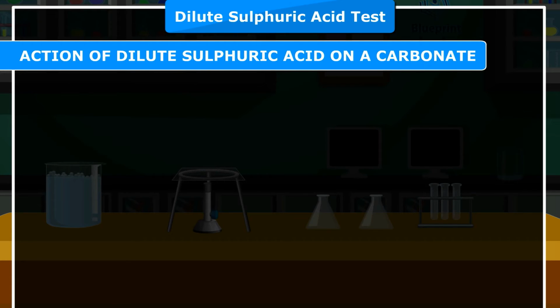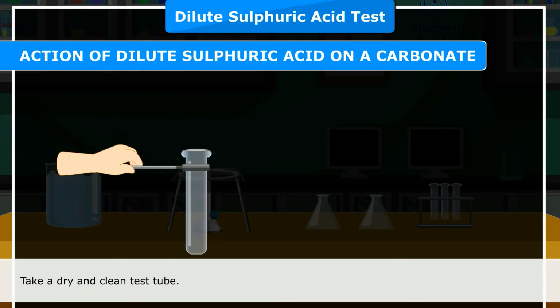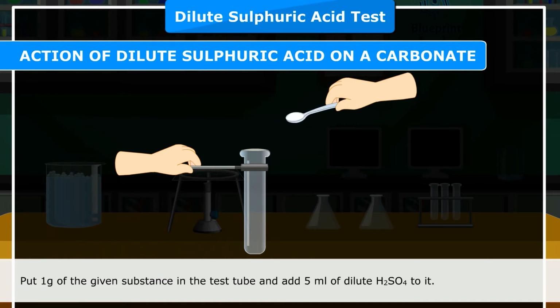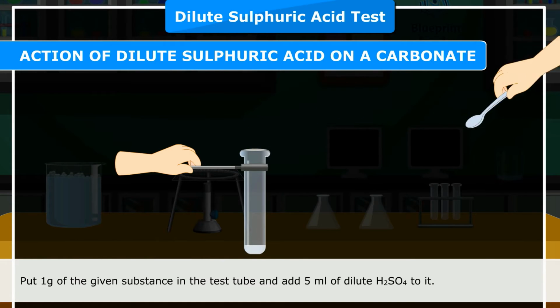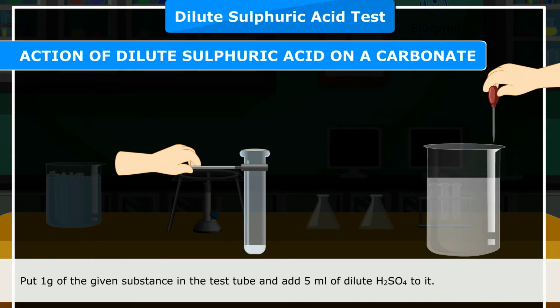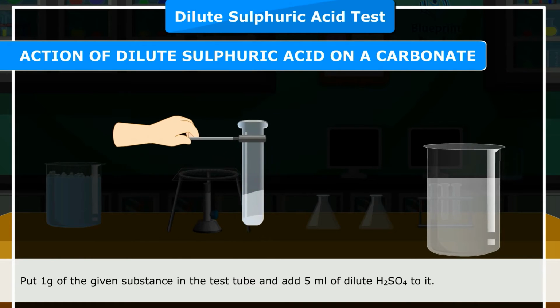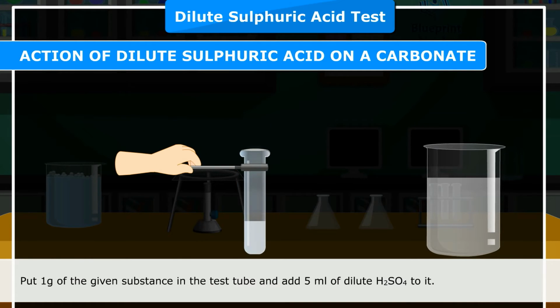2. Action of dilute sulfuric acid on a carbonate. Take a dry and clean test tube. Put 1 gram of the given substance in the test tube and add 5 milliliters of dilute H2SO4 to it. A colorless and odorless gas is evolved with brisk effervescence.